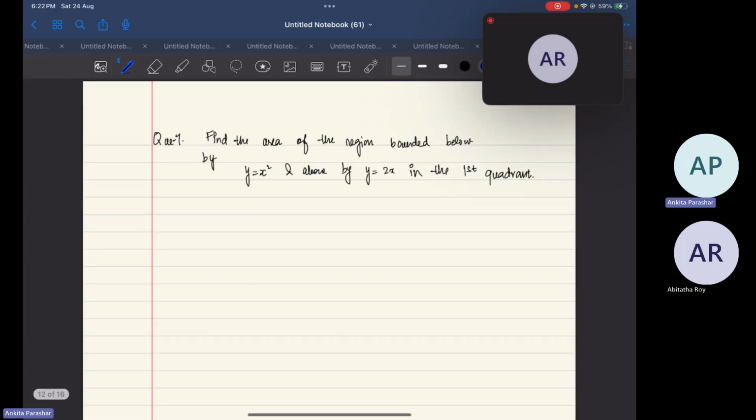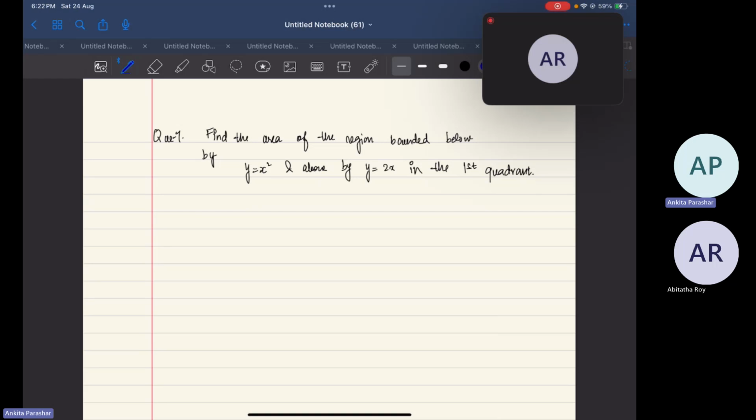Another question. Find the area of the region bounded below by y equal to x square. I think you should be able to do this because this is in 2D. I'm finding area only. And the graphs are also simple enough.